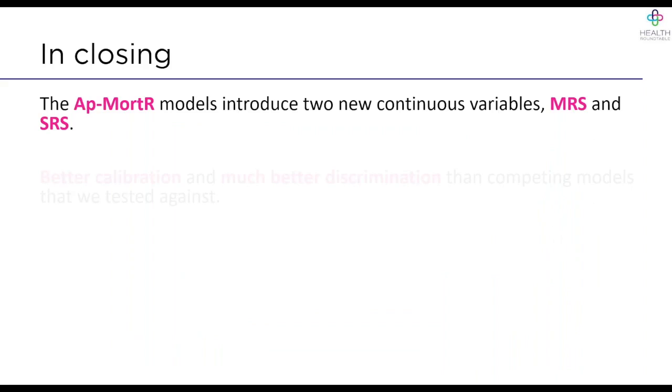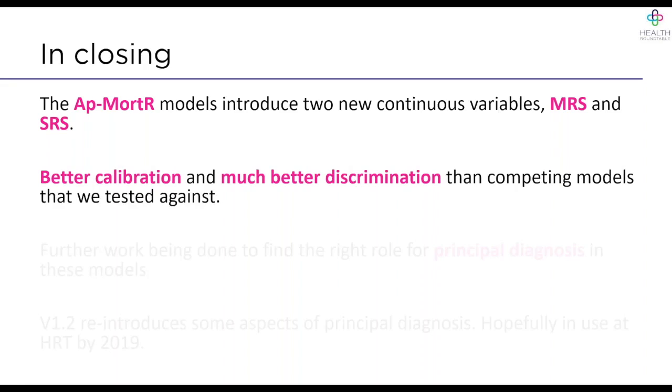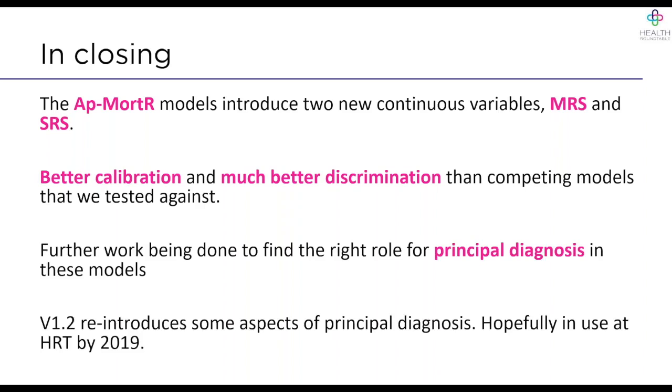So to summarise, we've introduced two new continuous variables, the MRS and the SRS. The model that uses these has better calibration and much better discrimination than competing models that we tested against. We're doing further work to find the right role for principal diagnosis in these models. Our version 1.2 of the AP-MortR reintroduces some aspects of principal diagnosis. We probably went too far in throwing out principal diagnosis in the first instance. And so we're looking at how groups of principal diagnoses can also be incorporated into the model and work side by side with the new variables.